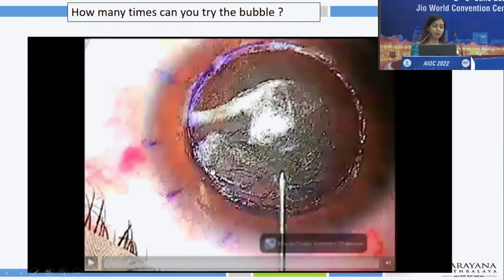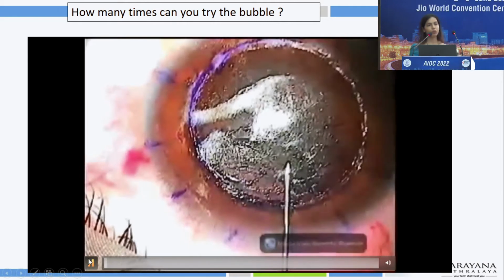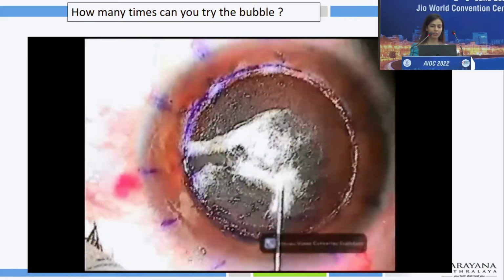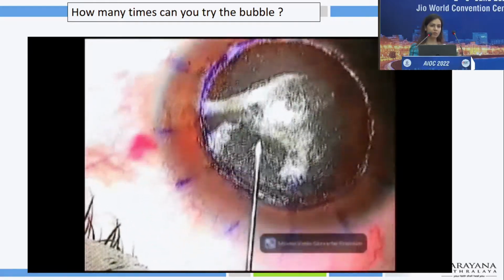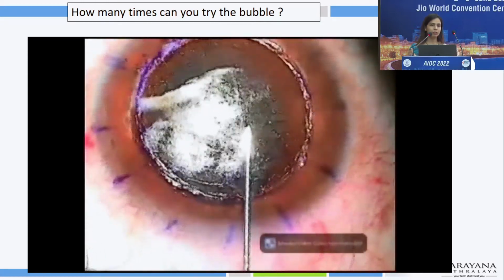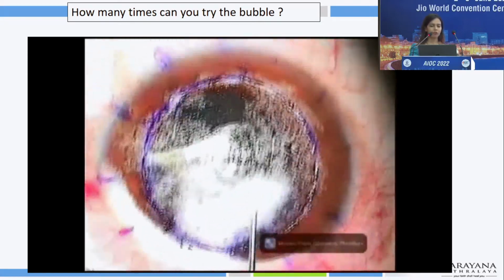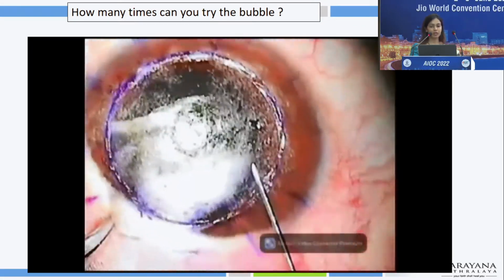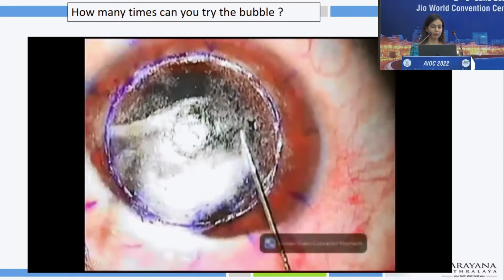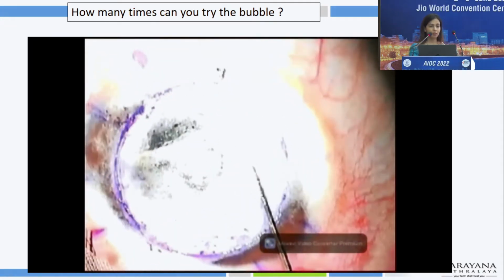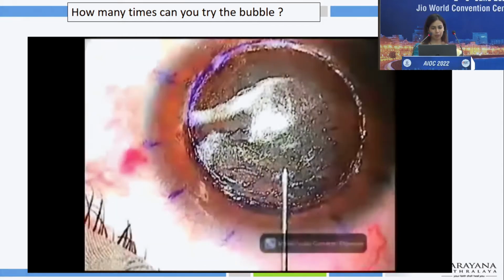Next question is, how many times can you try the bubble? So there's really no rule to that. You can try as many times as long as you have a good visibility of it. And it becomes more difficult once you've tried a few times, because the air tries to pass into the point of least resistance or path of least resistance. So you can see there's a lot of emphysema here, but in the next step, you can still achieve that bubble. And all of this is being done with just a 30 gauge needle. Of course, a cannula makes it much more easy, less chance of perforation and complications.